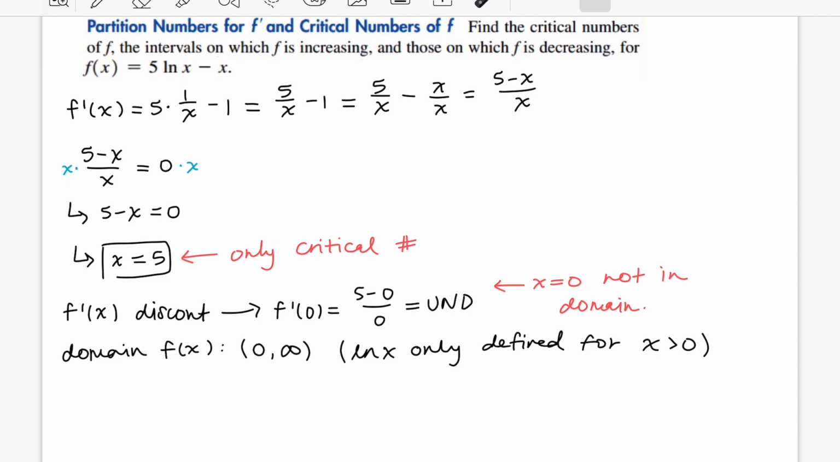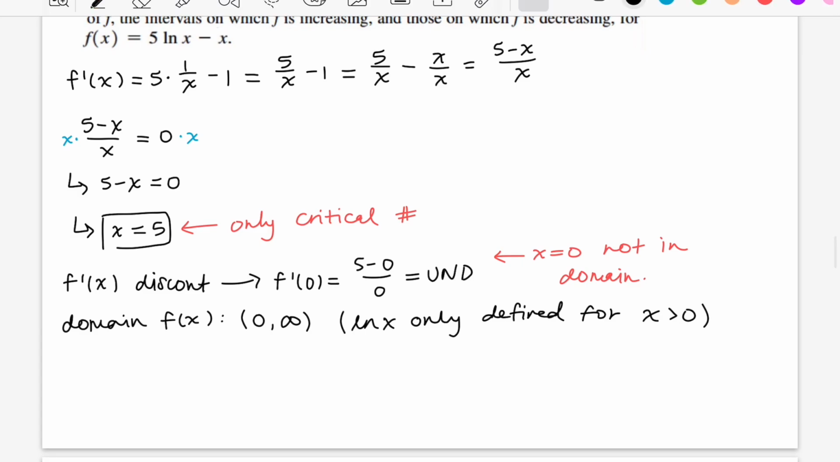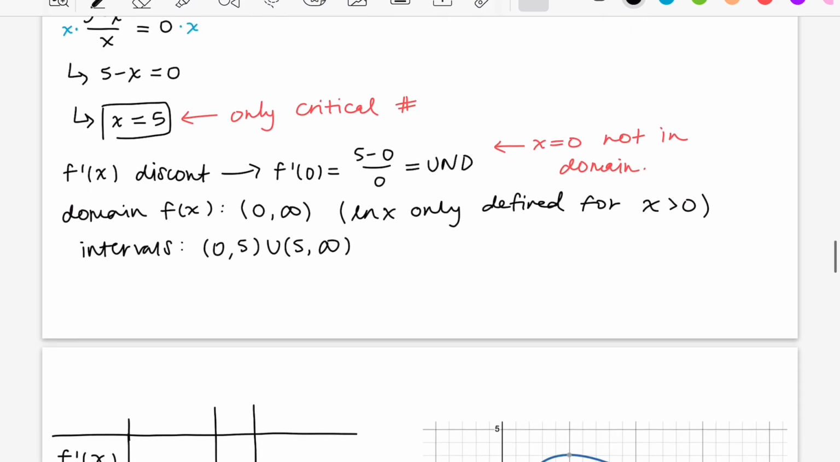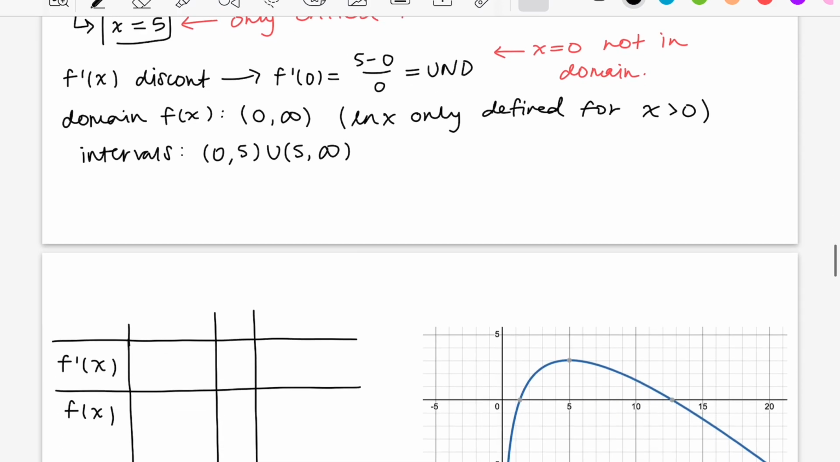All right, so our domain is split into the intervals 0 to 5, and then 5 to infinity. So we're going to construct our sign chart and look at the sign of f prime of x for these intervals.